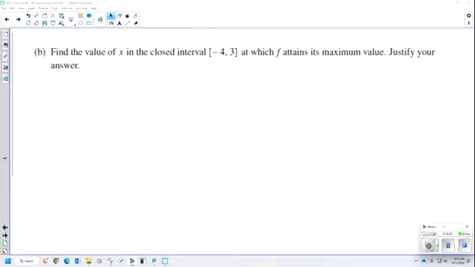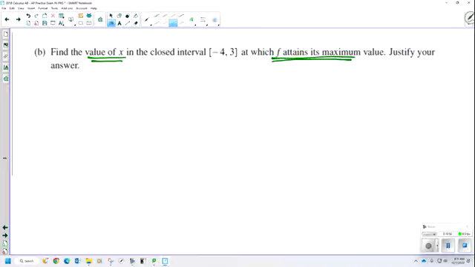3b. Find the value of x in the closed interval from -4 to 3 at which f attains its maximum value. Justify your answer. First, let's differentiate. No, I don't mean take the derivative, we will get there. But let's determine what they're asking us. Find the value of x in the closed interval at which f attains its maximum.